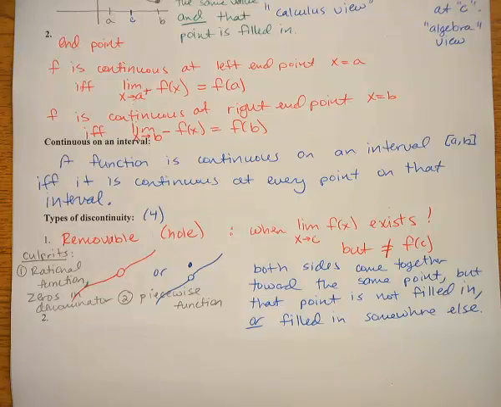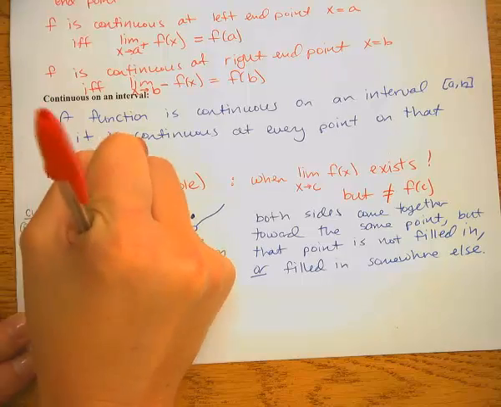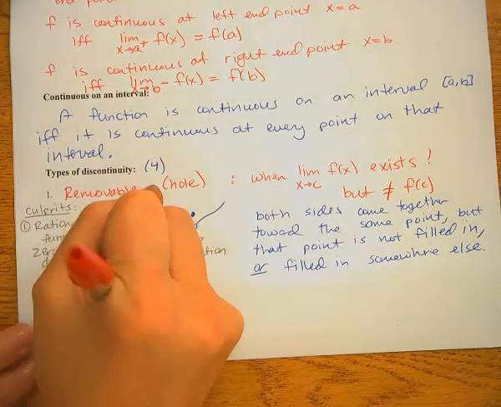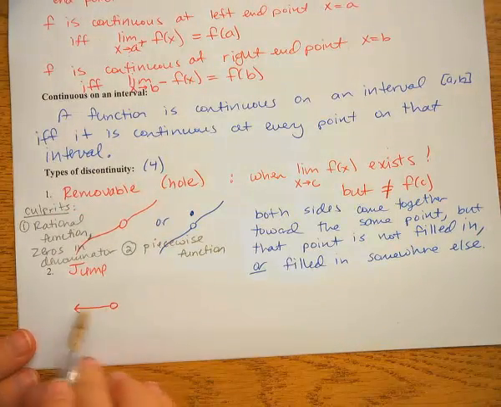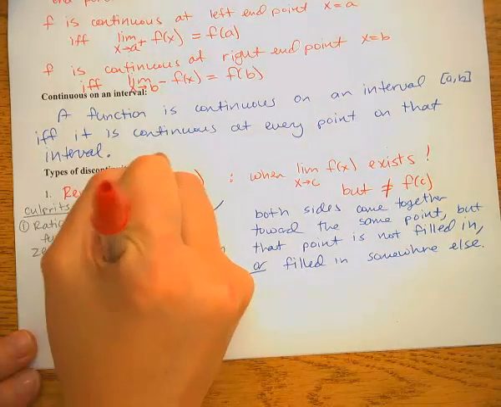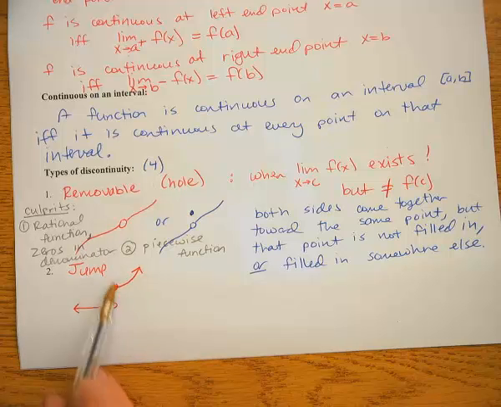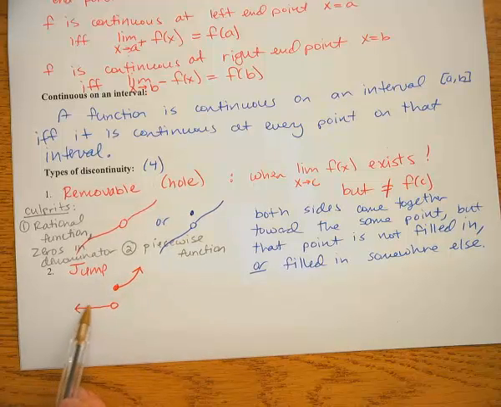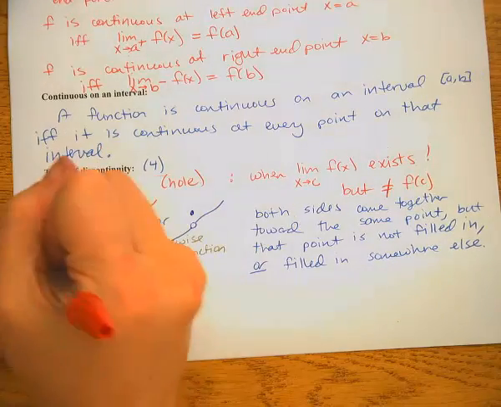The second type of discontinuity is a jump. This is when you have different right and left-hand limits, because you might have this happening somewhere and then this happening somewhere else. And if you go to find the limit at that point, you can't, because the left hand and the right hand are not equal. They're totally far apart from each other.